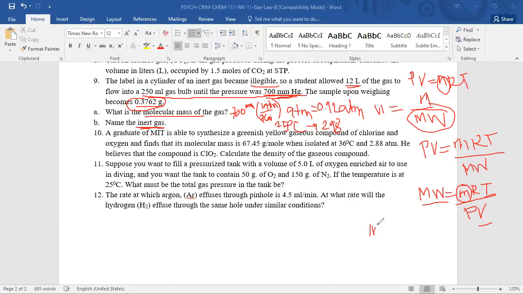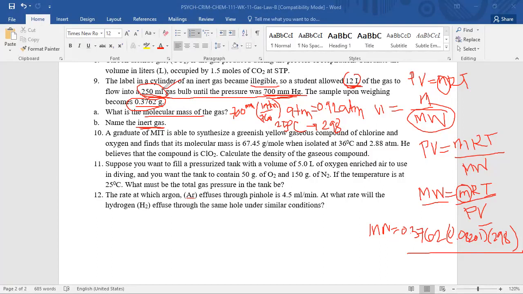So, molecular weight equals, ano yung mass? 0.3762. Multiply by the gas constant, 0.08201. Multiply by the temperature, 298. Volume, ayan, may dalawang volume na sinabi dyan. Isang 12 liters, isang 250 ml. Alin yung gagamitin natin na volume? So, tong 12 liters, transfer siya to 250 ml gas bulb. Okay, meaning to say, ito yung final natin na volume.